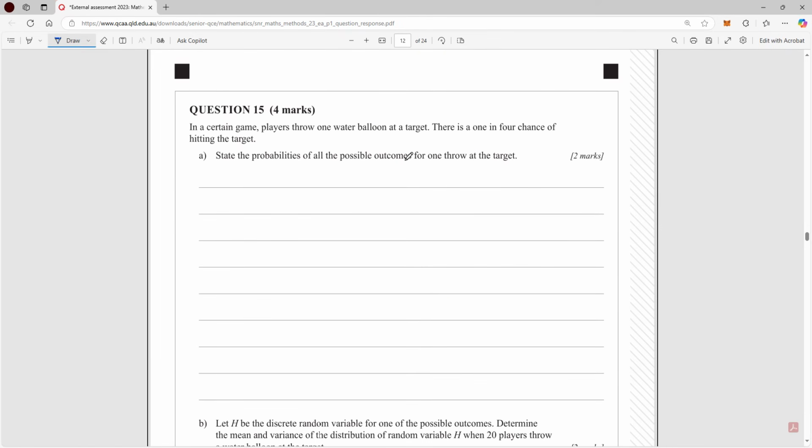So, question 15. In a certain game, players throw one water balloon at a target.